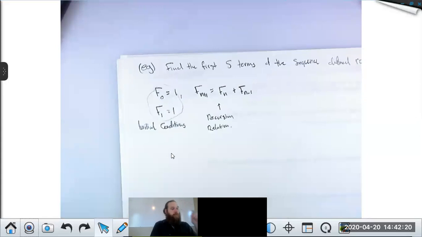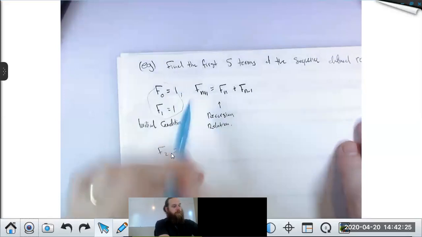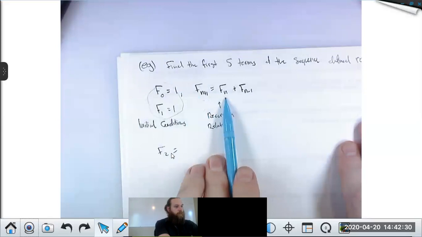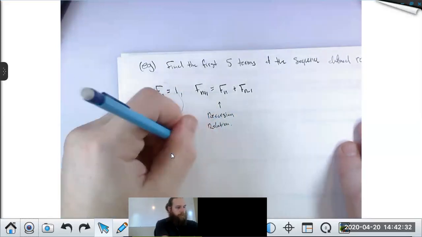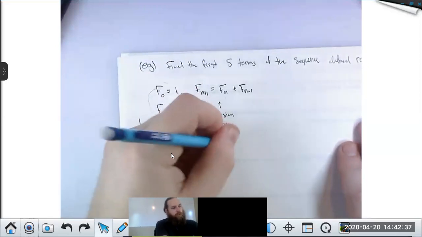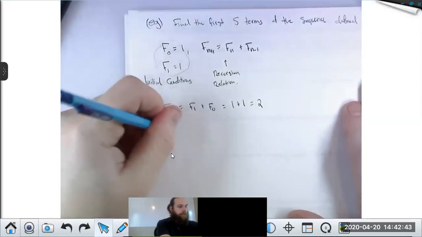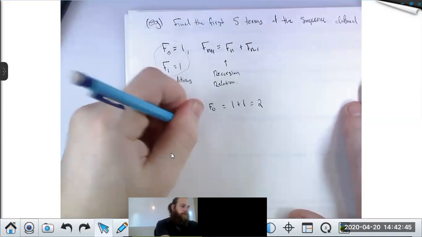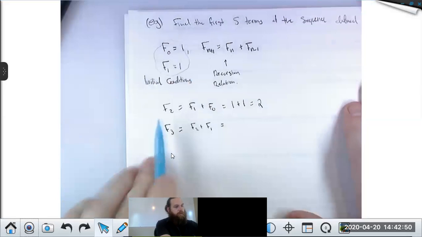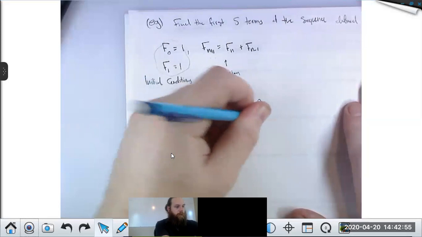I have F0 and F1, but if I wanted to find F2, according to this rule, I get that by plugging in n equals 1. So F2 is F1 plus F0. Both of those are 1, so this is 1 plus 1, which is 2. F3 would be F2 plus F1. F2 I just calculated, that's 2. And F1 is known as 1, so this is 3.